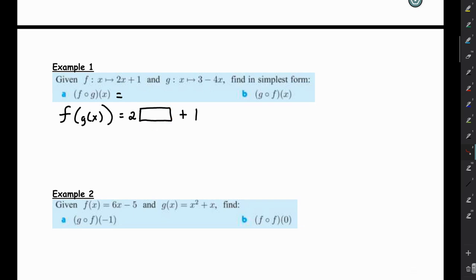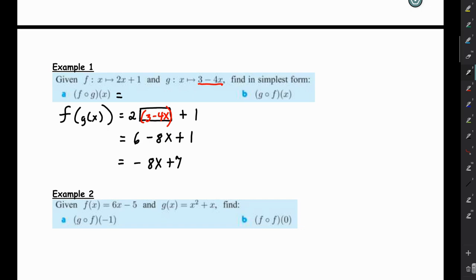And then you just have to put the g function in wherever you have a box. So our g function is 3 minus 4x. And now we'll just go ahead and simplify that. So 2 times 3 is 6, minus 8x plus 1. That's going to give us negative 8x plus 7. All right, let's take a look at the next one.